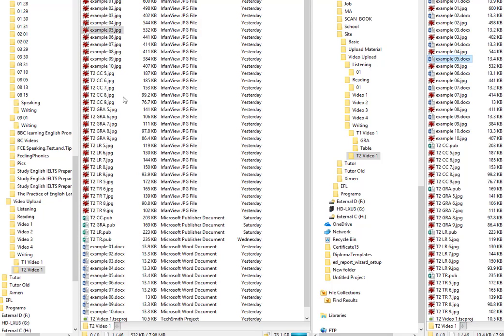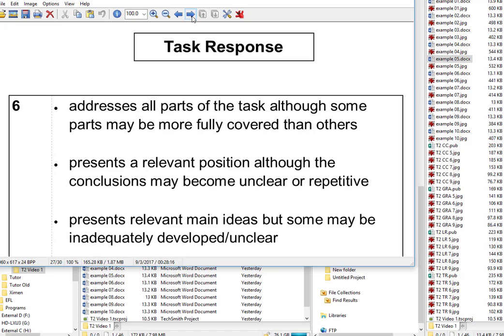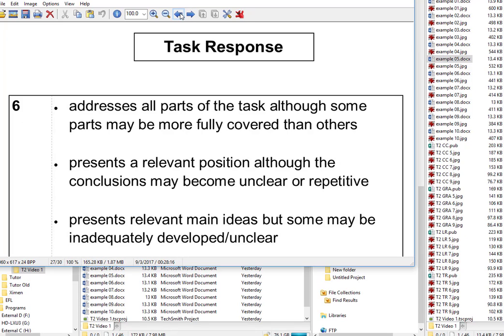Okay, let's see. Task response. Well, definitely not a 5, because it's not the prompt. The task in the prompt is not partially addressed. 6. Yeah, the conclusion is maybe not clear. 7. Clear position throughout the response. Well, no, to me that's not clear. So 6 is probably a good score.